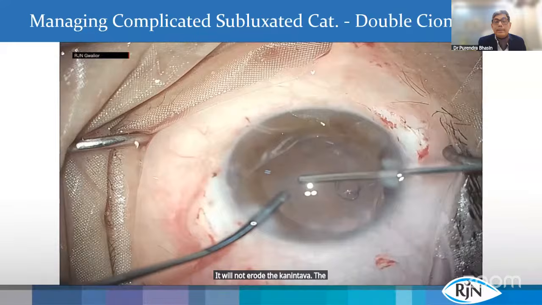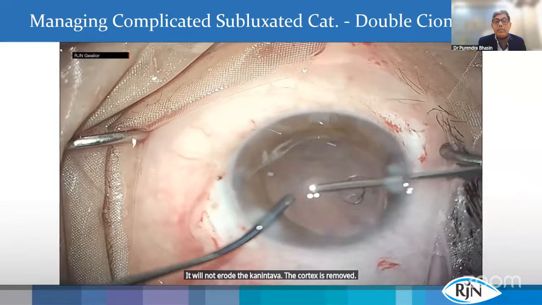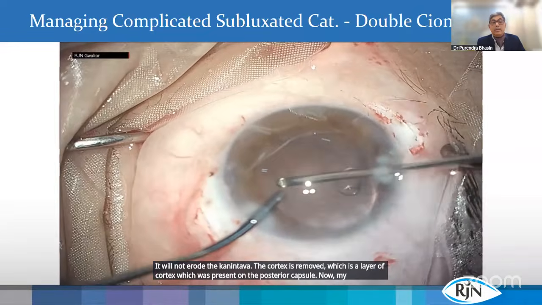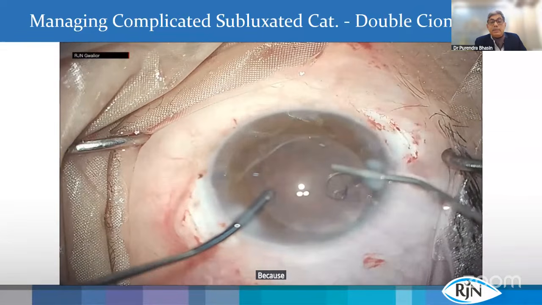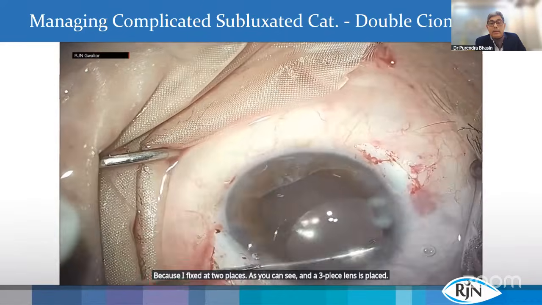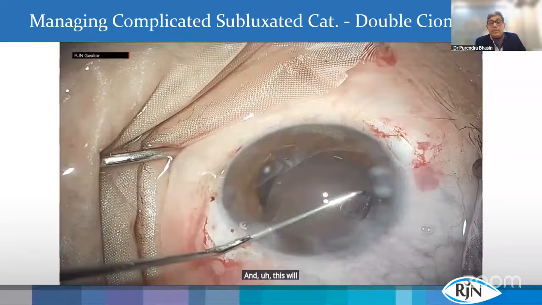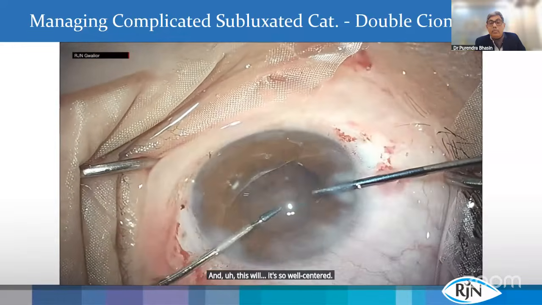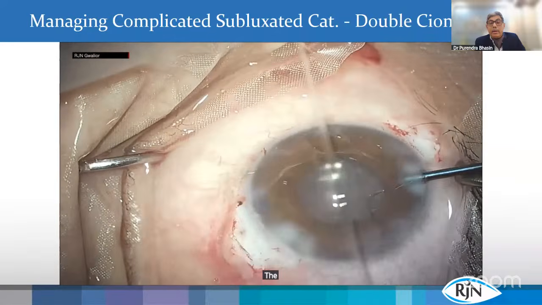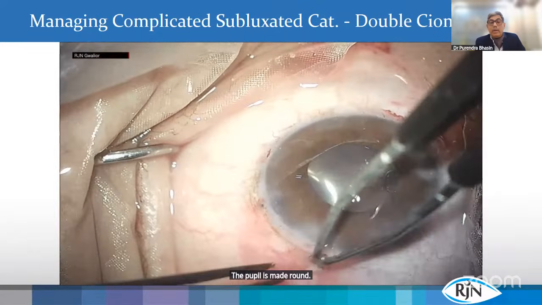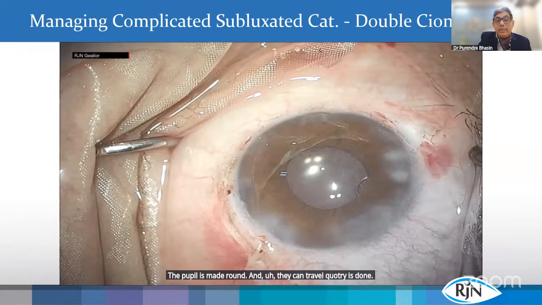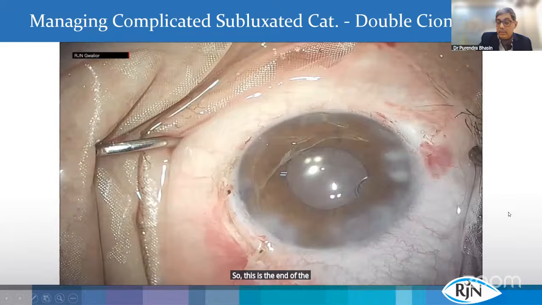The cortex is removed, which is a layer of cortex which was present on the posterior capsule. Now my lens bag is very stable because I fixed it at two places, as you can see, and a three-piece lens is placed, and this is so well centered. The pupil is made round, and the conjunctival cautery is done. So this is the end of the case.